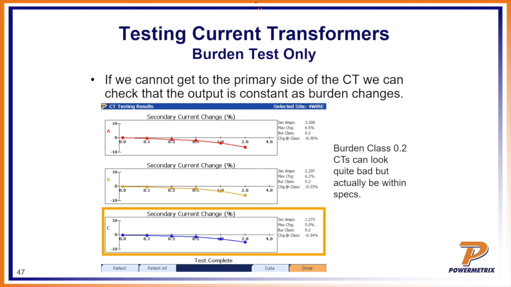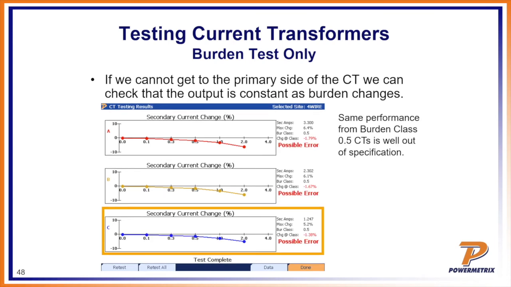If we just do strictly a burden test, this is a 0.2 ohm CT. It doesn't look that great. You know, this value here, I'm stepping it down, I'm decreasing my current, but it's actually within specs. But if I had the same CT with a different burden rating, now it looks a little bit different, right? You get the same performance, same drop, but the burden rating shows that it's out of specification, just strictly on a burden-only test.